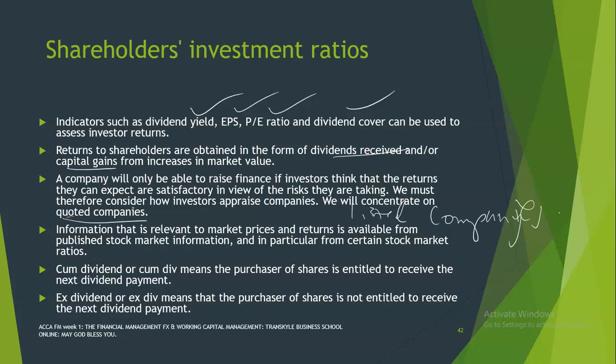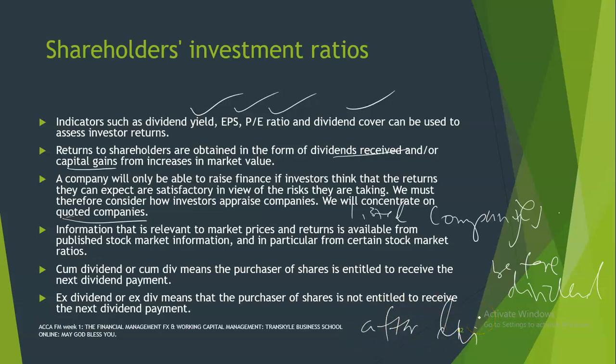Listed companies. Information that is relevant to market prices and returns is available from published stock market information, and in particular from certain stock market ratios. Now, cum dividend or cum div means the purchaser of shares is entitled to receive the next dividend. So cum means before dividend. Bear this in mind. Ex-dividend or ex-div means the purchaser of shares is not entitled to receive the next dividend. So this one is after dividend.